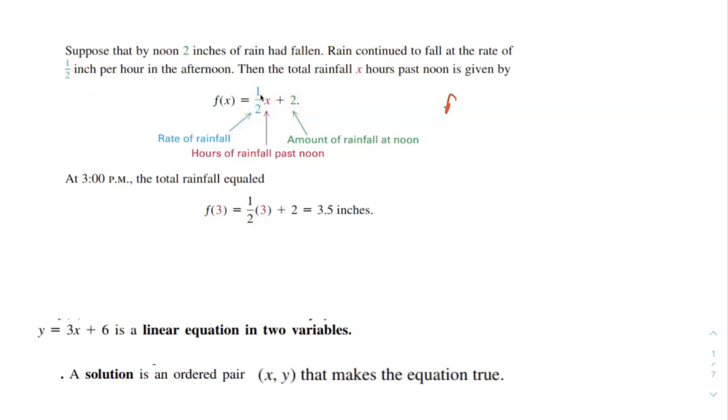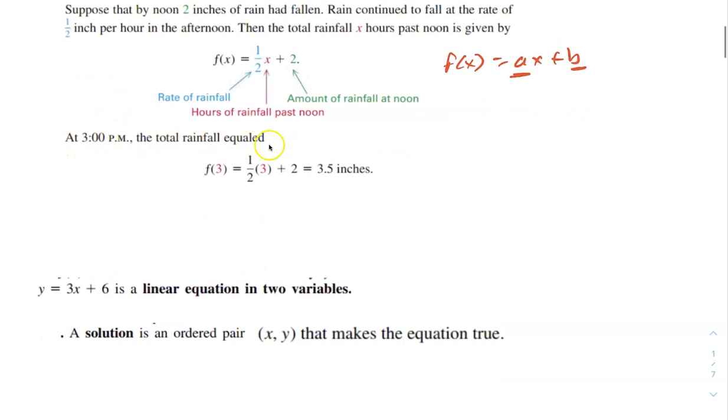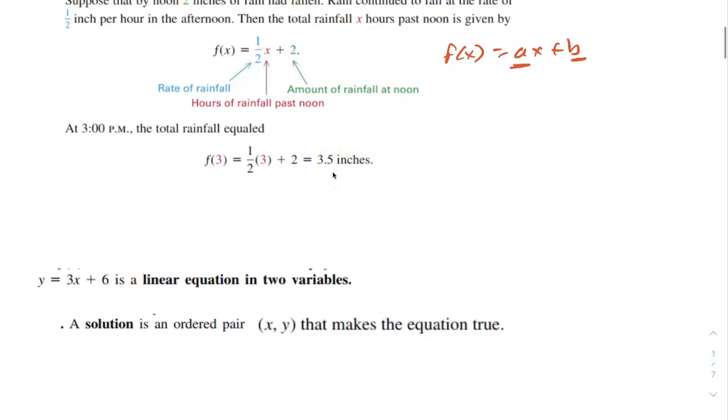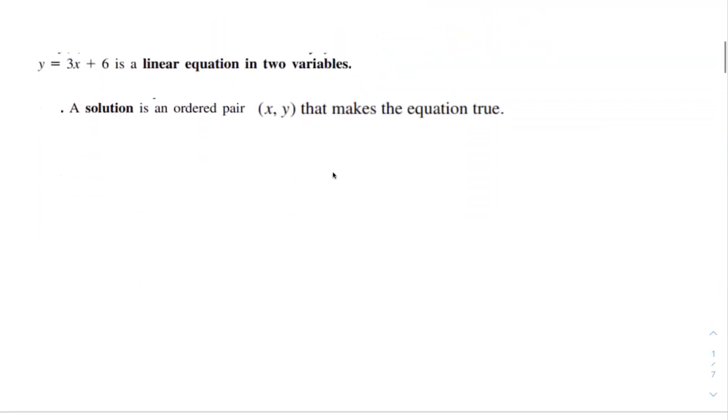Our generic linear equation looks like this. So 1/2 is our rate, it goes there. My initial amount was 2. And x is the number of hours past noon. So we can figure out how much rainfall happened in so many hours past noon. The question was, at 3 p.m. the total rainfall is equal to what? Well, 3 p.m. is 3 hours past noon. We substitute 3 in for our x, simplify, and get 3.5 inches. So that's how we use a linear function to solve an application problem.